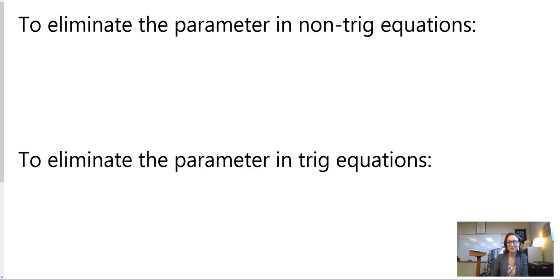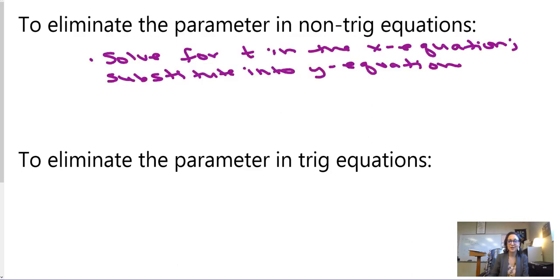Okay, so just as a wrap-up, if I want to eliminate the parameter of non-trig equations, so typically we're using the parameter of t there, what is the strategy? For that, we're going to solve for t in the x equation and substitute what we get there into the y equation to eliminate the parameter t. And if you look at examples 1 and 2, that's what I'm talking about there.